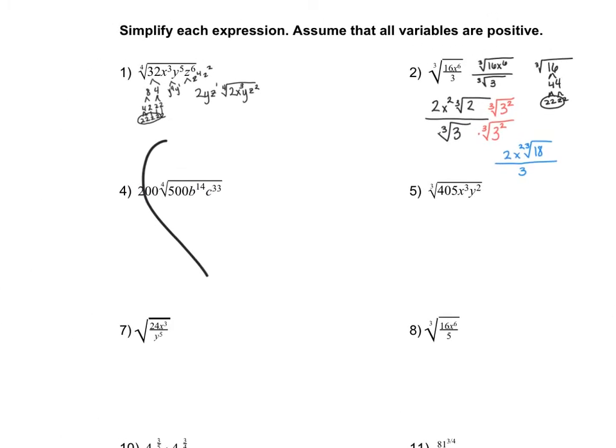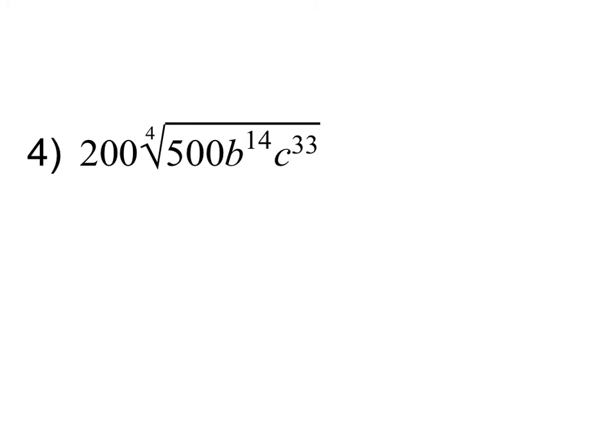All right, so number 4, we're going to break down that 500. So we're going to break it down to 50 and 10. Now I'm looking for 4 of a kind. 5 and 10, 5 and 2. So I have 5, 5 and 2, 5 and 2. So unfortunately, 500, there's no 4 of a kind. So that 500 is going to stay inside.